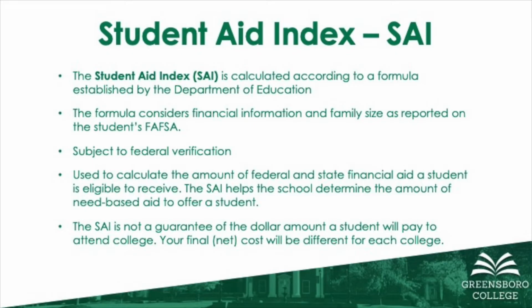This calculation is used to determine the amount of federal and state financial aid a student will receive. It is also used by the school to determine if the student may be eligible for any need-based institutional aid. The SAI is not a guarantee of the dollar amount the student will have to pay for college. It is simply a number that the colleges and the federal government use to determine the student's eligibility.